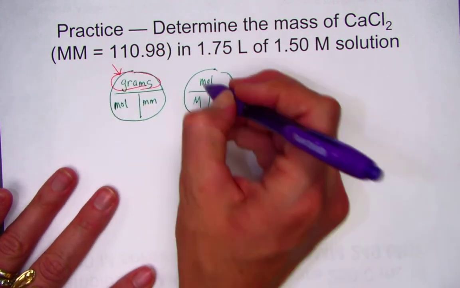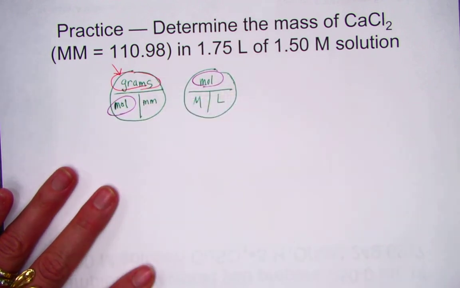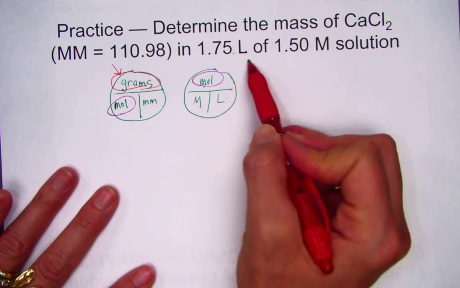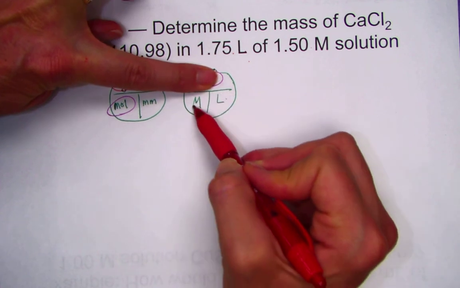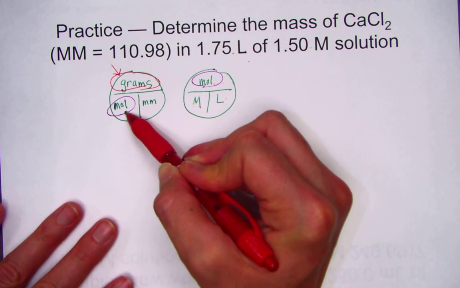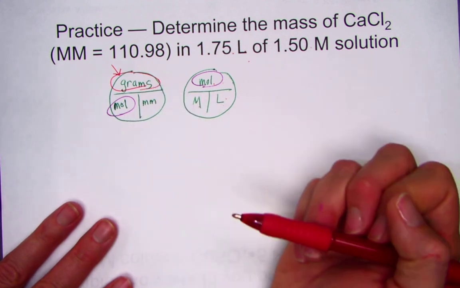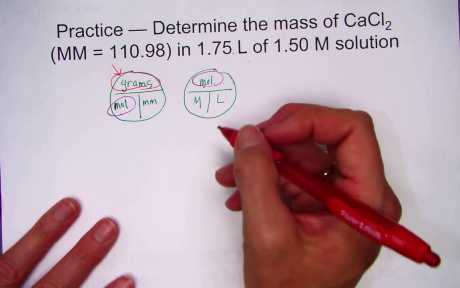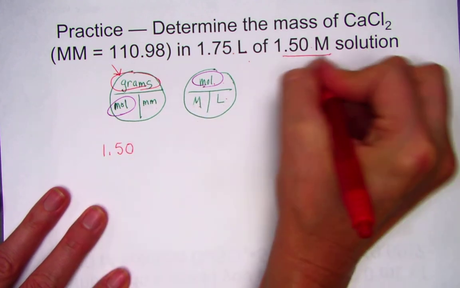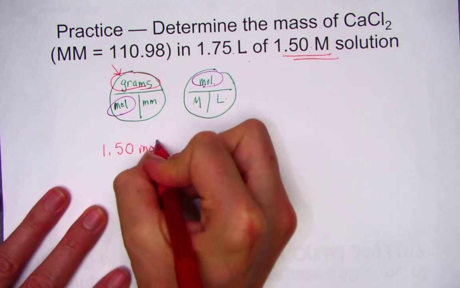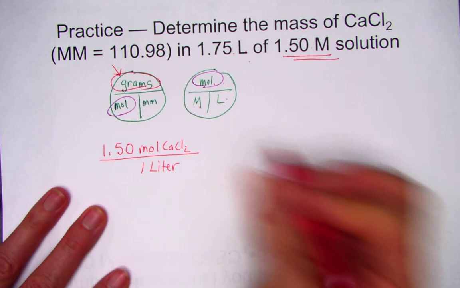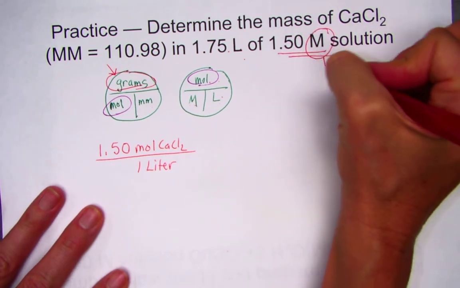The common unit that brings me from one to the other is the mole. What I know is the liters. I know molarity. If I can solve for mole, molarity times liter brings out moles. I can place that down here, mole times molar mass, and pull out a gram. Let's begin this journey. We'll start with 1.50, and that's a molar unit. I'm going to choose to write that as moles of calcium chloride per liter of solution. I write molarity by definition.